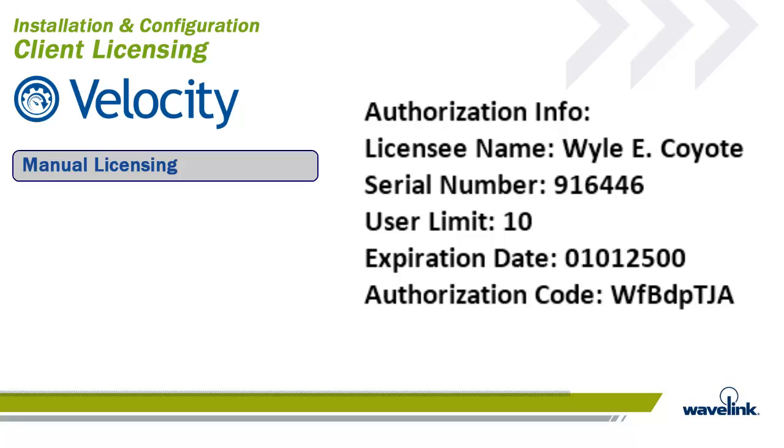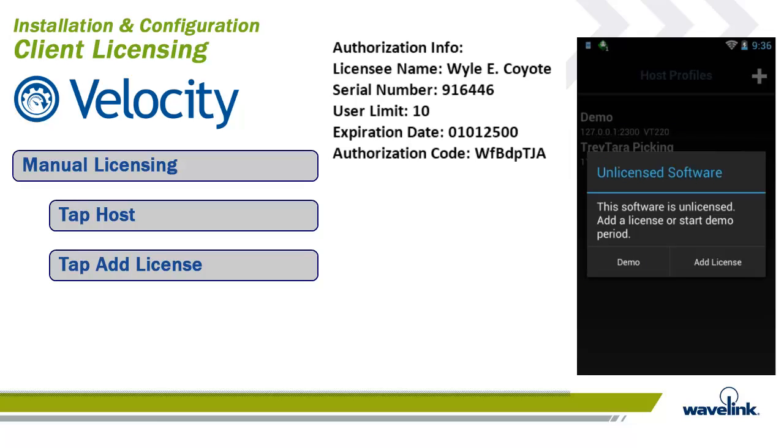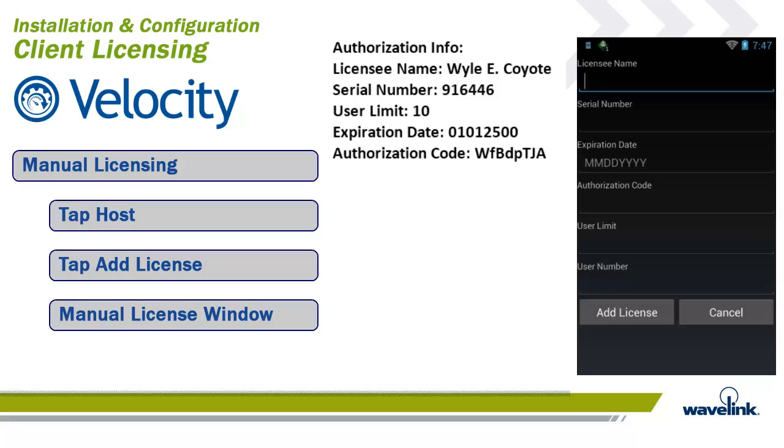When the Velocity client is running, select a host and tap the host profile that shows on the screen. When the software is unlicensed, a dialog box will appear to say the software is unlicensed and you have a choice of running in demo mode or adding a license. Here's where we want to tap on Add License to enter the license manually. The manual license window will appear.